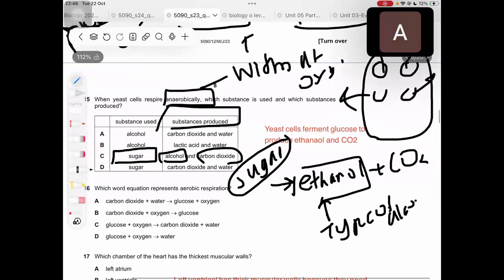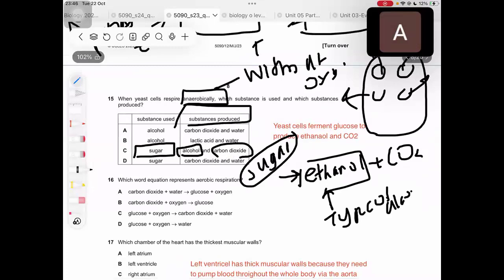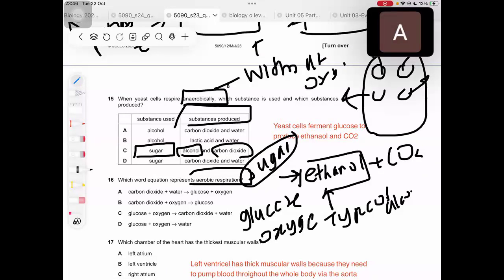Which word equation represents aerobic respiration? 16th question. In aerobic respiration, ethanol is not produced, but carbon dioxide will still be produced, because aerobic respiration takes place in humans, in any animals, in most of the living organisms. And we use glucose and oxygen. We take in oxygen, we breathe in oxygen for respiration.